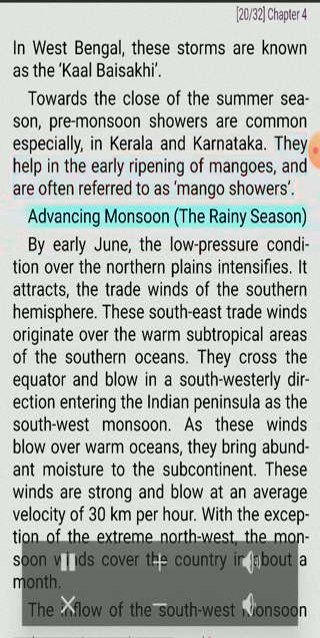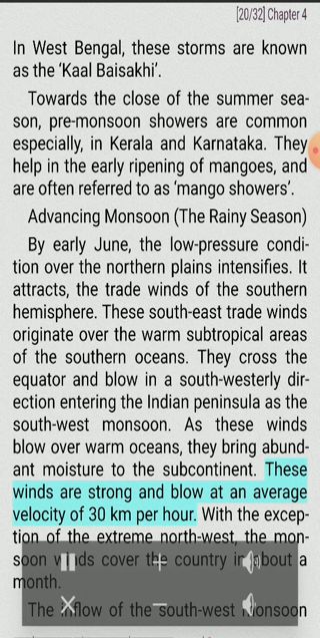Advancing monsoon, the rainy season. By early June, the low-pressure condition over the northern plains intensifies. It attracts the trade winds of the southern hemisphere. These southeast trade winds originate over the warm subtropical areas of the southern oceans. They cross the equator and blow in a southwesterly direction, entering the Indian Peninsula as the southwest monsoon. As these winds blow over warm oceans, they bring abundant moisture to the subcontinent.